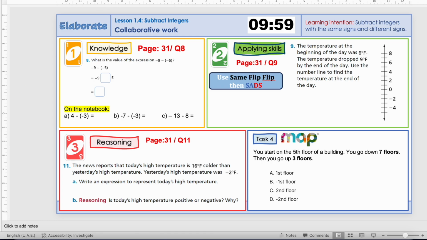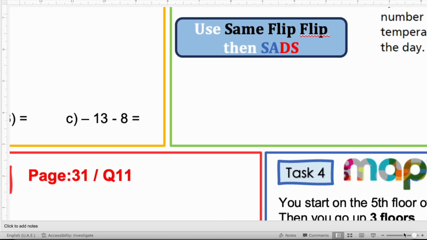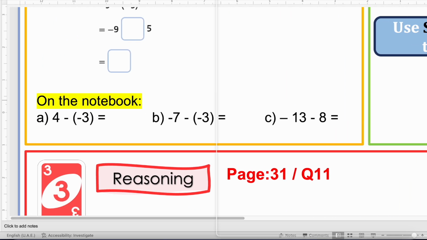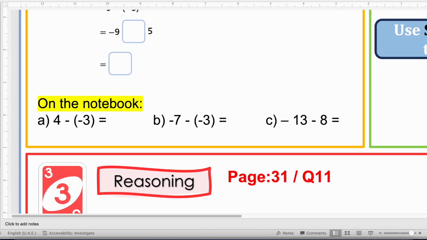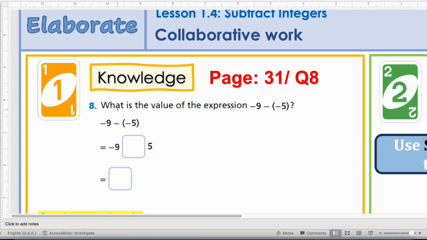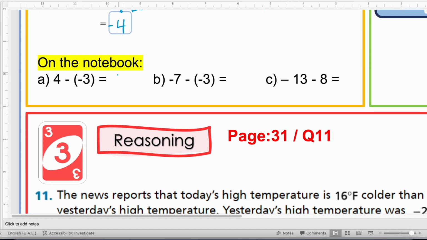Let's do this example here. So here I have 9 negative minus -5. These two negatives, I can combine them into a positive. And then, remember, negative with negative is positive, negative with positive is negative. And then the 5 is positive, the 9 is negative, different signs, subtract. 9 minus 5, it's 4, negative. That's it.